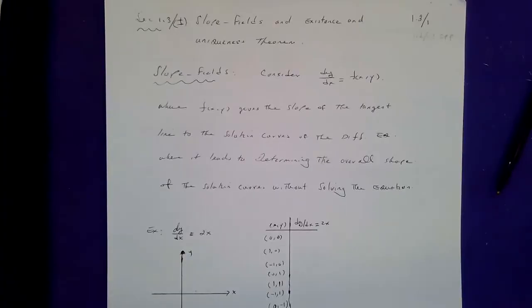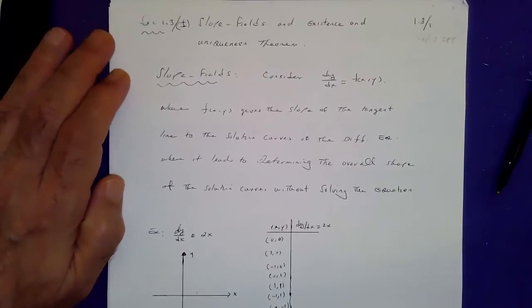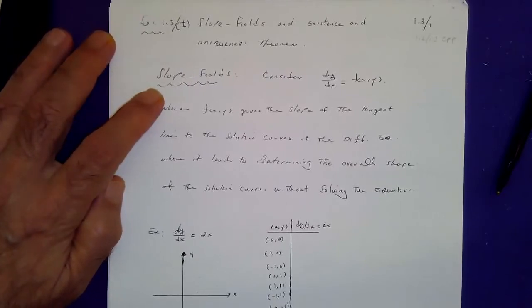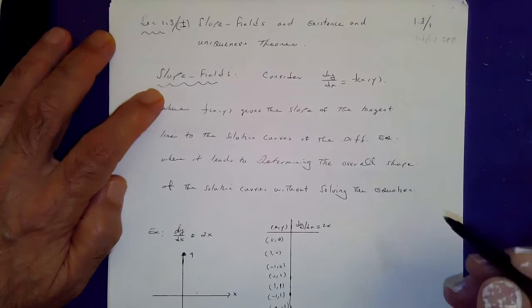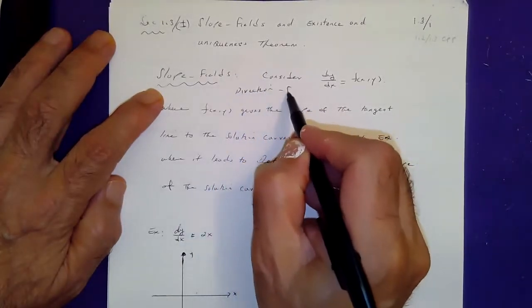Section 1.3, slope field and existence and uniqueness theorem. So I'm going to do this in two separate videos. First of all, what's slope field, which is also known as a direction field?